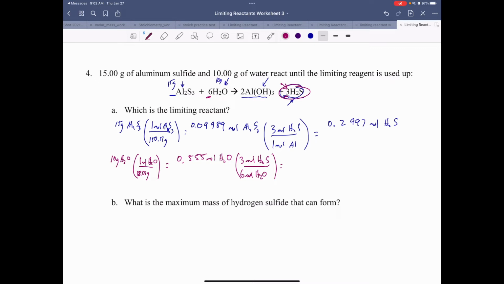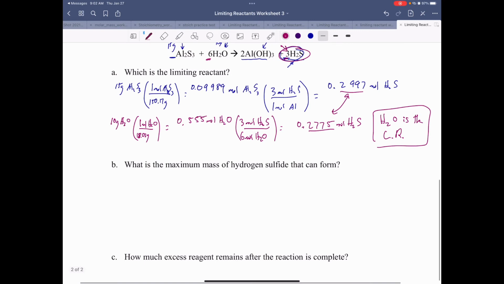And that is 0.2775 moles of hydrogen sulfide. And now we just compare these two numbers. And we can see that H2O is a limiting reactant because it produces less, right? Okay, that takes care of this question.